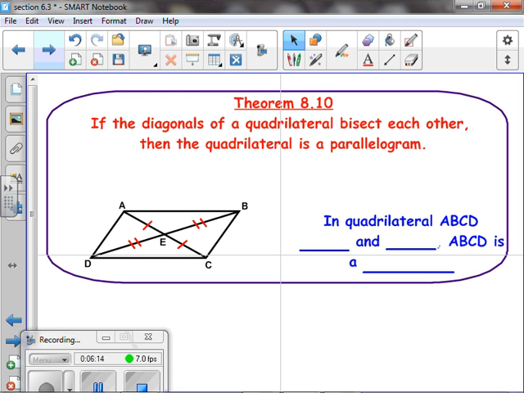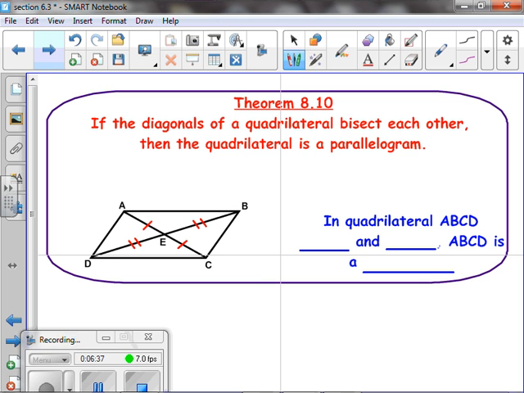Okay. So all that we are saying here is that if the diagonals bisect each other, the quadrilateral is a parallelogram. So this is kind of the opposite of what we had said last time. We said that in a parallelogram, the diagonals bisect each other, but it turns out that the other way is true as well. If the diagonals of a quadrilateral bisect each other, then you must have a parallelogram.